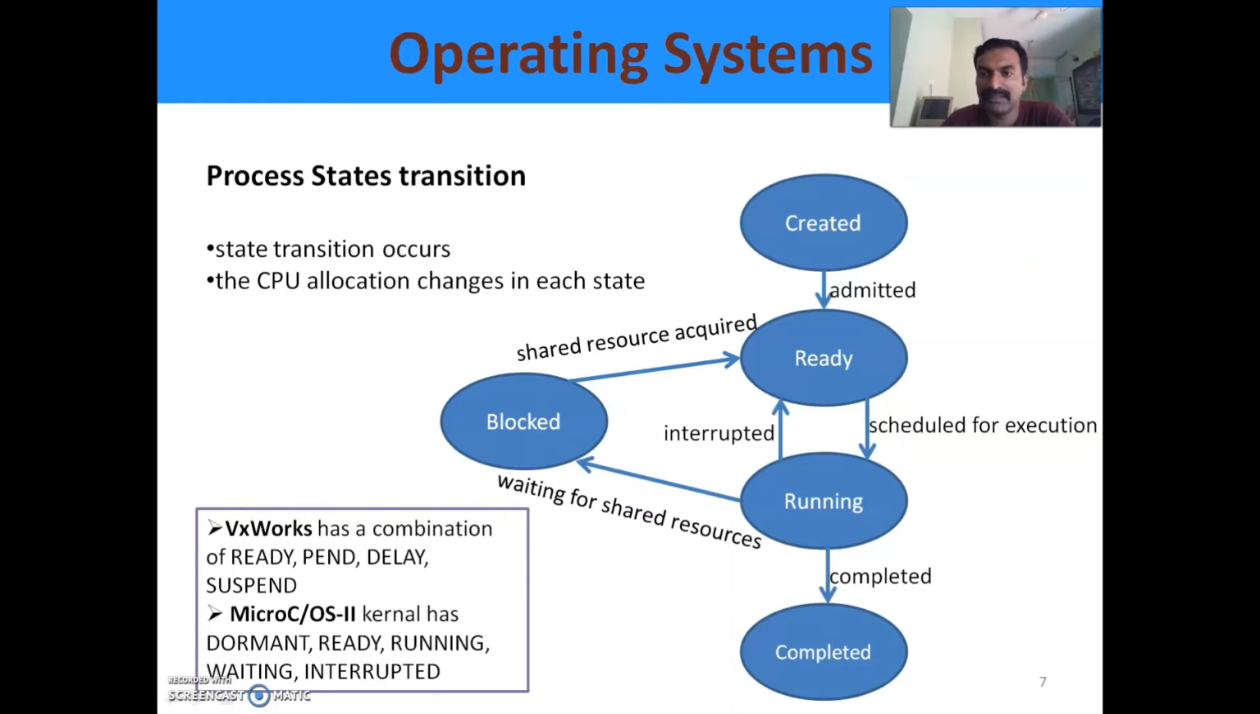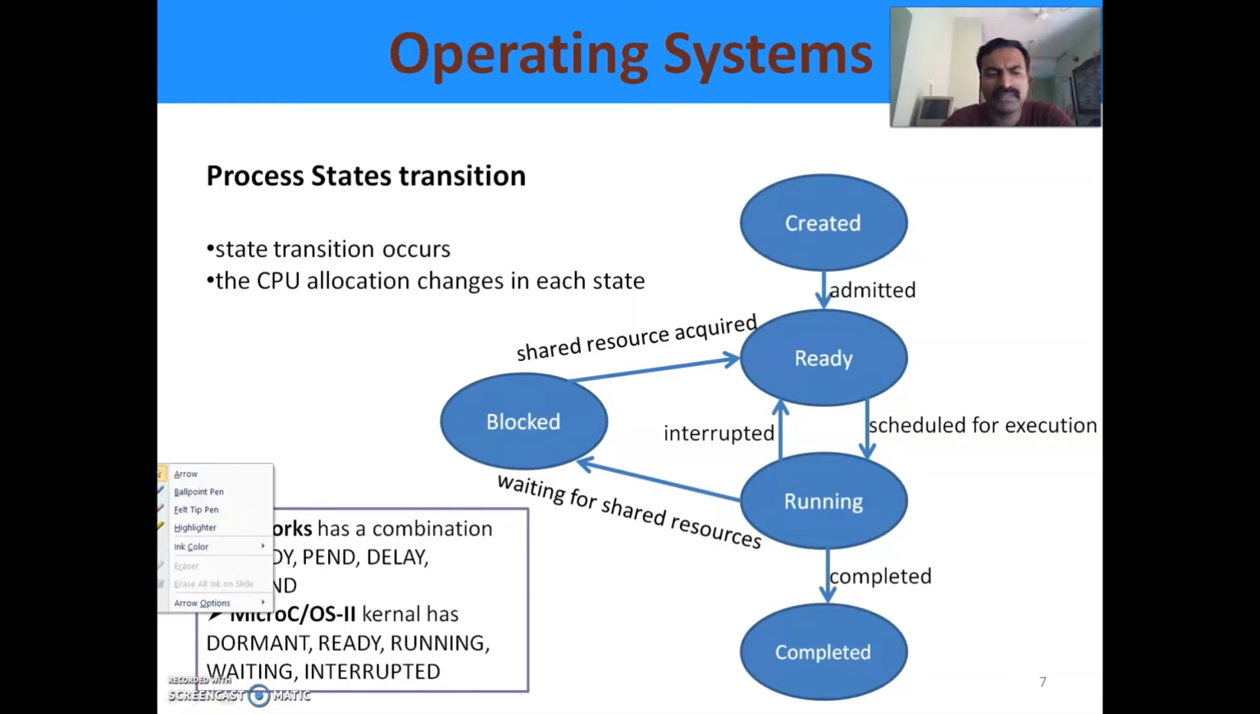If it is interrupted in the running state, it will go back to the ready state. Another thing that can happen is that during execution it can wait for another event, or wait for a shared resource. Once that event is over, or when that shared resource is available, it goes back to the ready state. The state where it is entirely completed is called the completed state.